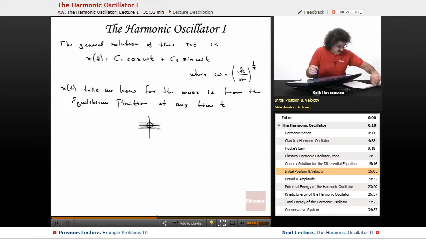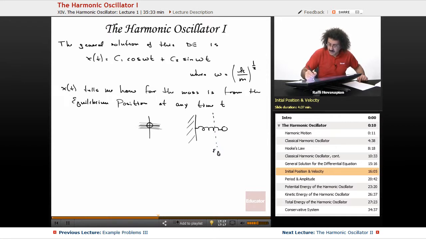Okay, so now let's go ahead and take this mass, and that's the equilibrium position. So what I've done is I've pulled it, I've stretched it out, and now I'm going to let it go. When I let it go, it's going to oscillate back and forth. Okay, so now let's actually work this out. So this is the general solution. We want to find some specific cases.